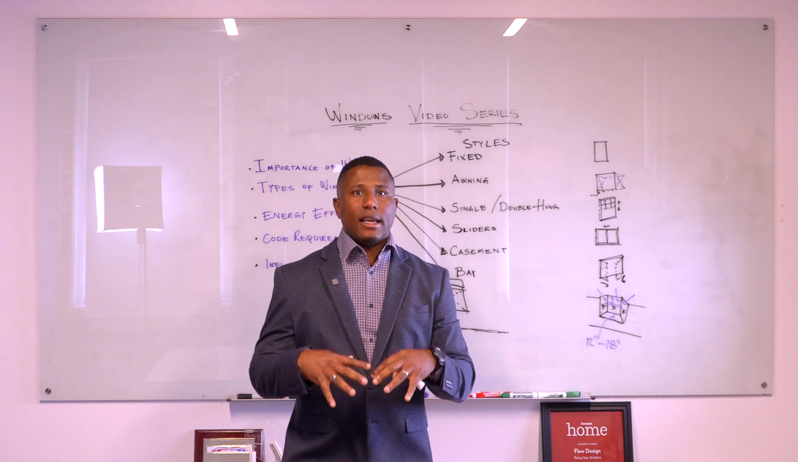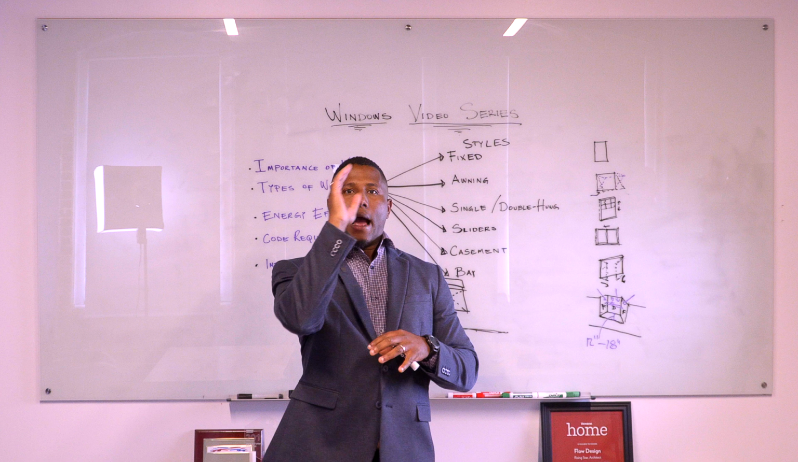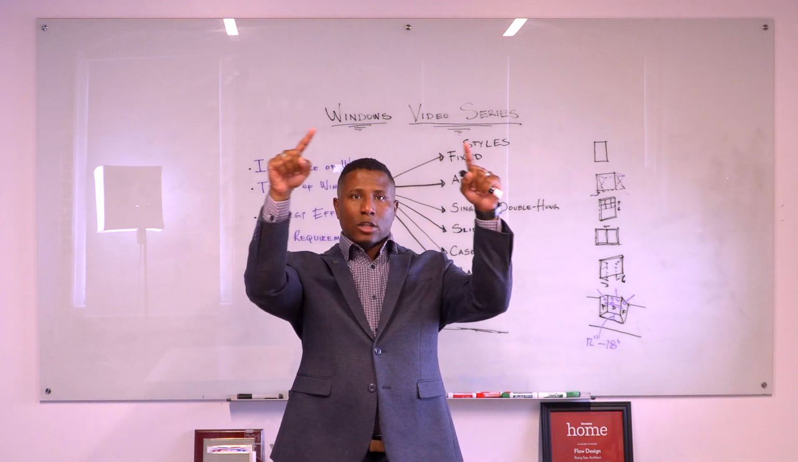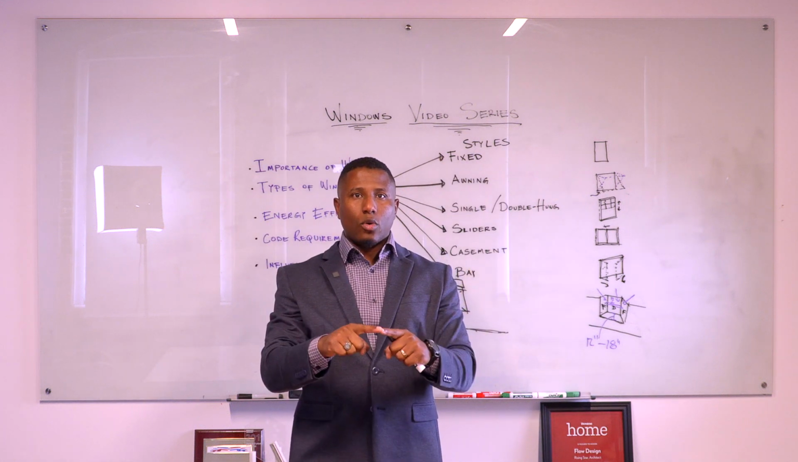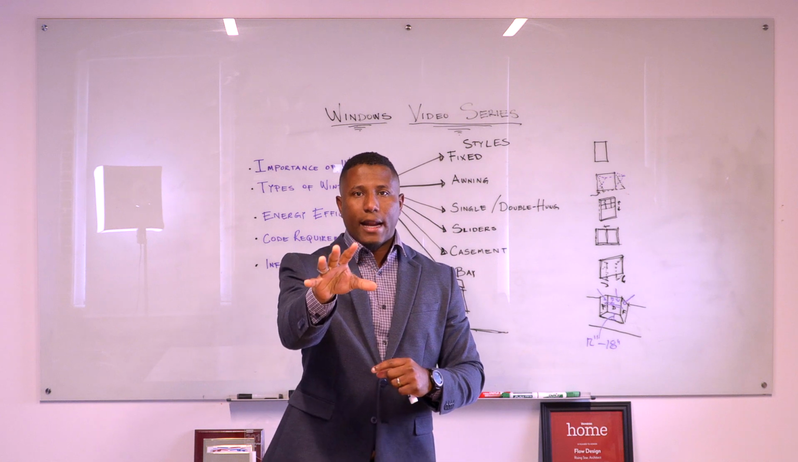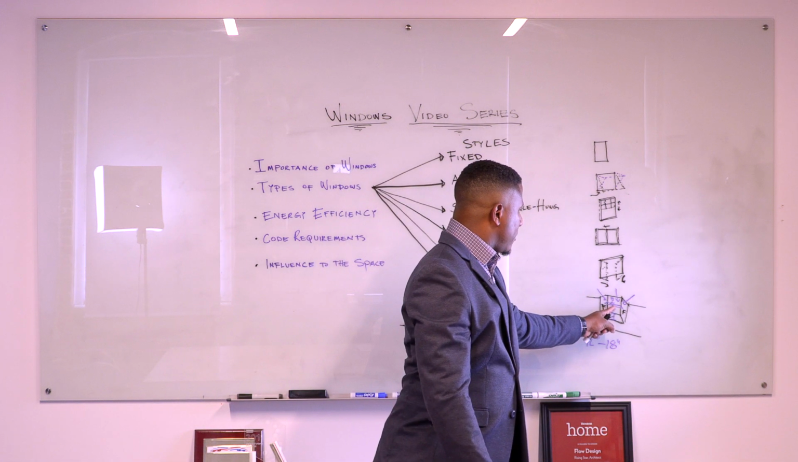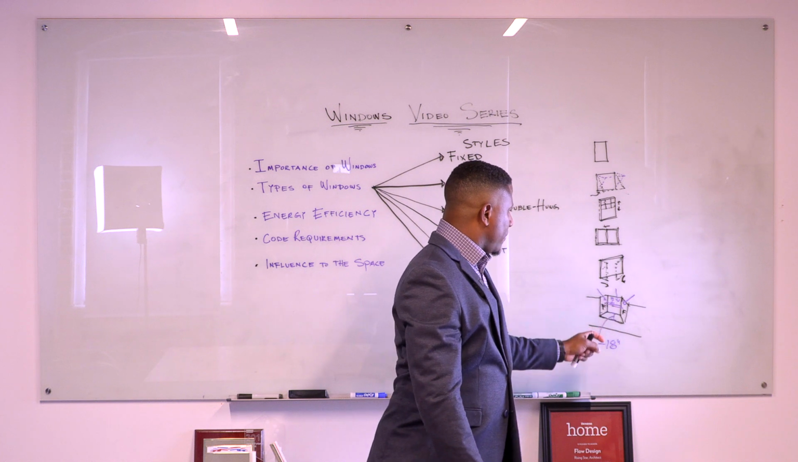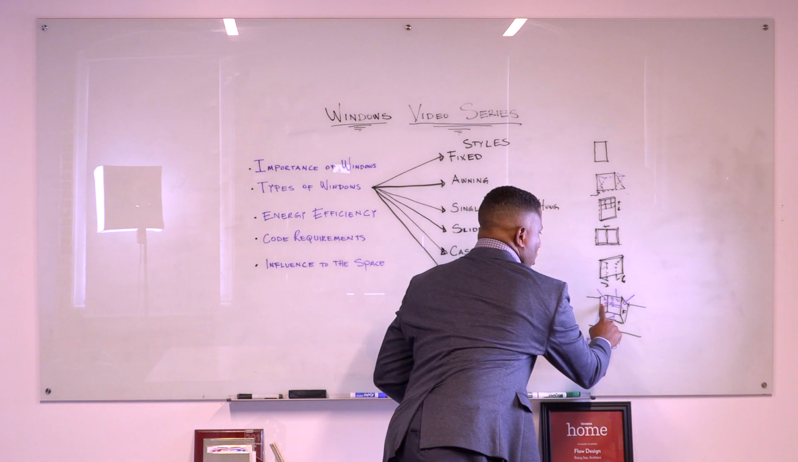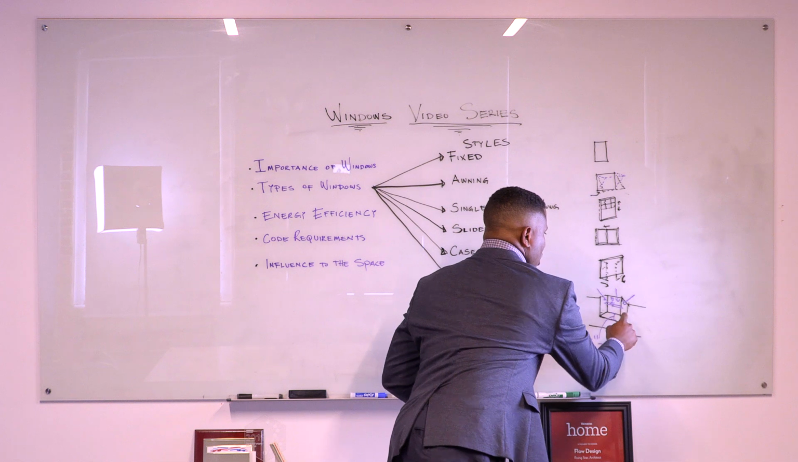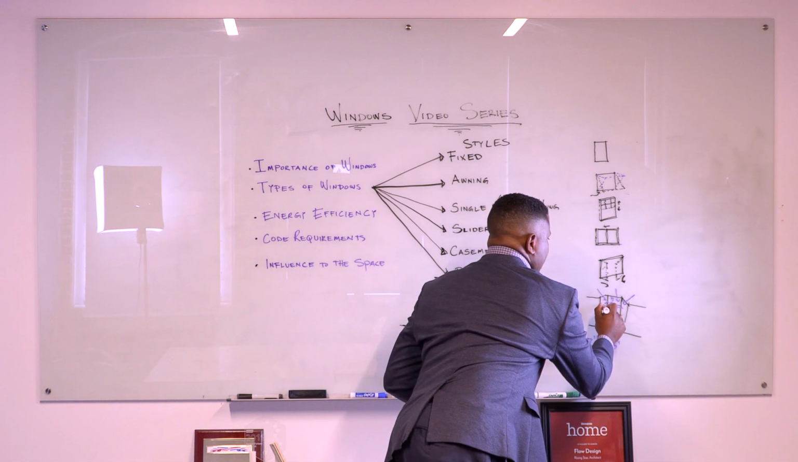Let's say you are at the sink, and you're looking out, and you want to have a clear view of whatever you're looking at. You can have a fixed window on this panel, and then have double hungs on the side.